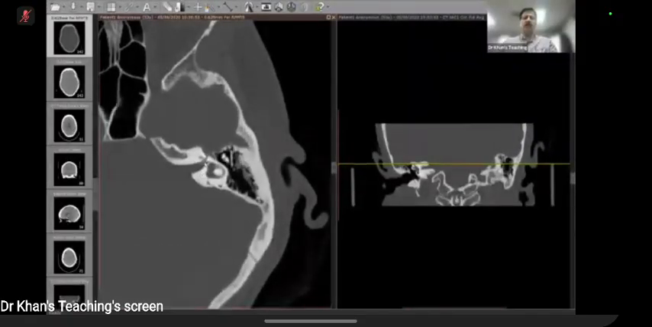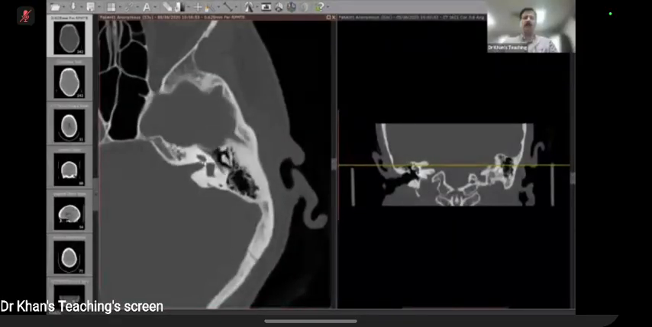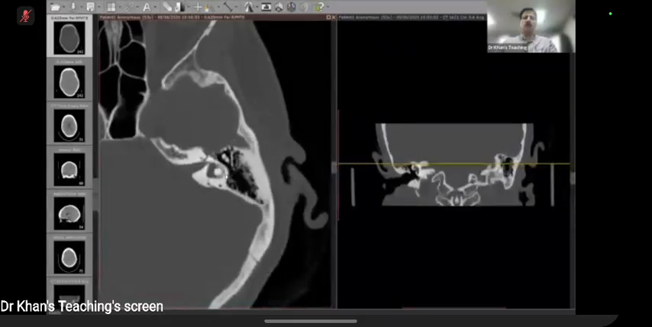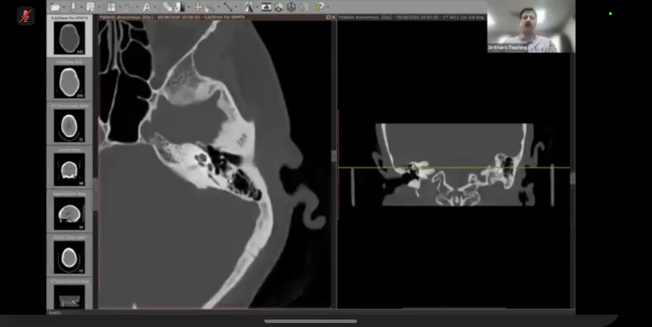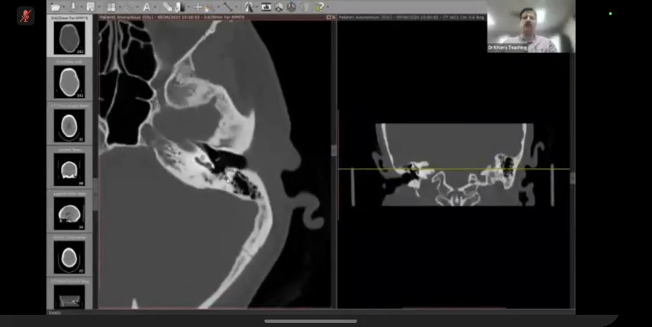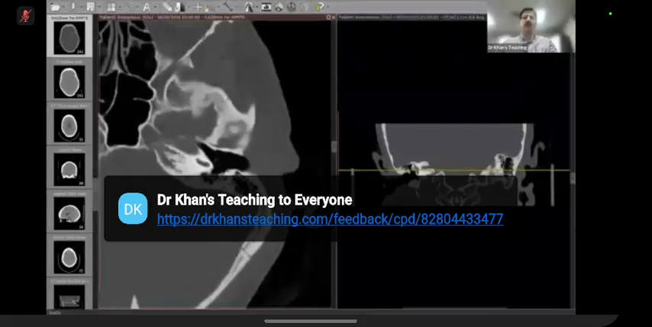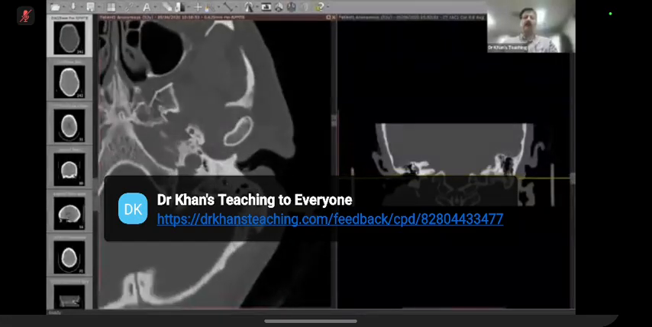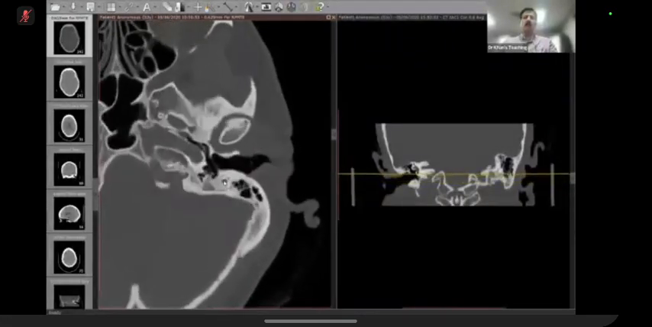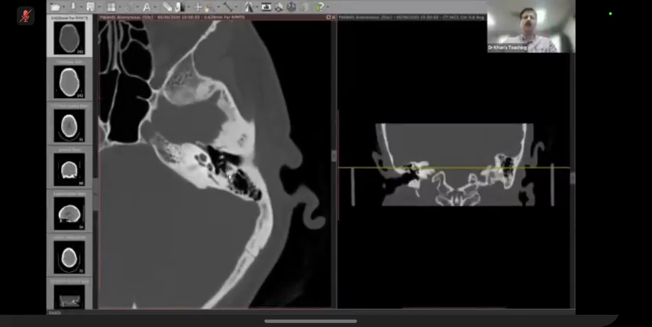This is the labyrinthine portion of the facial nerve. It goes anteriorly and then it descends posteriorly. And so this is the lateral semicircular canal. It is going posteriorly and now it is going to descend down. So we are at the posterior wall. And ultimately it will go out. So we trace it backwards.